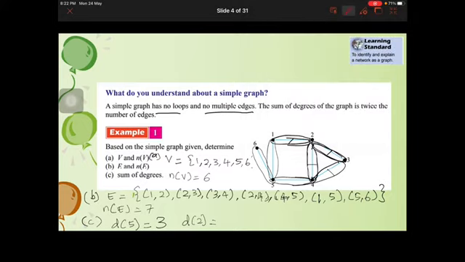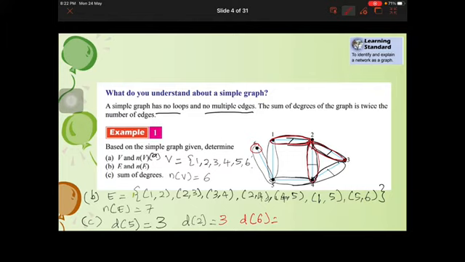Okay, I'll try to use the red one. Okay, 1, 2, and again 3. So for degree 2, the number of edges is 3. Okay, how about 6? Okay, D6.